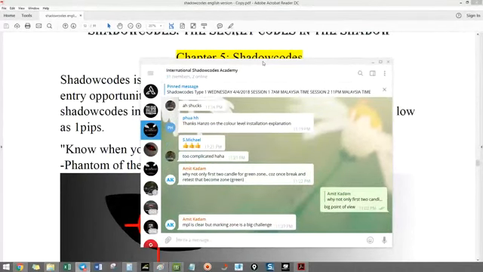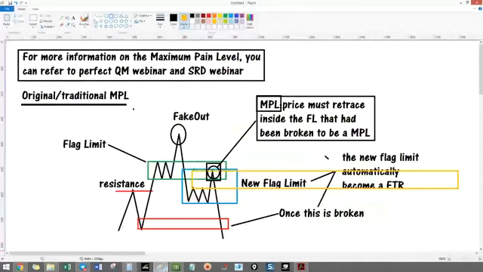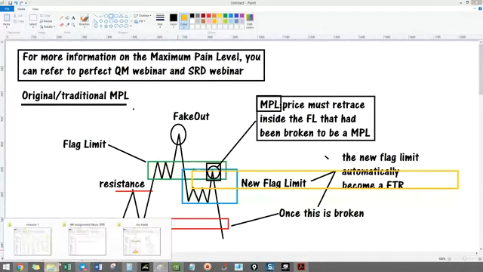MPL is clear, but marking zone is a big challenge. That one needs practice. Okay. So the basis is actually just this one. Okay. This is the only thing.